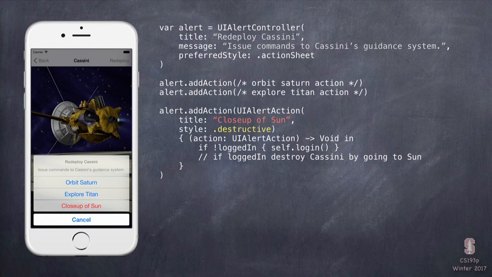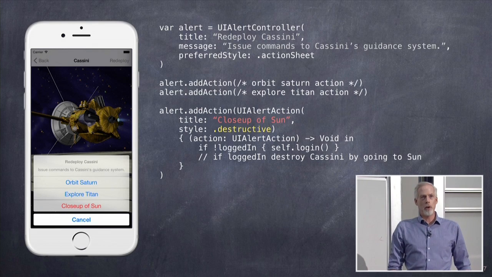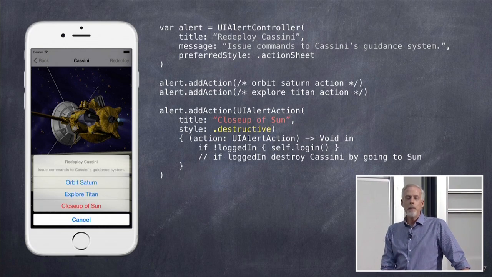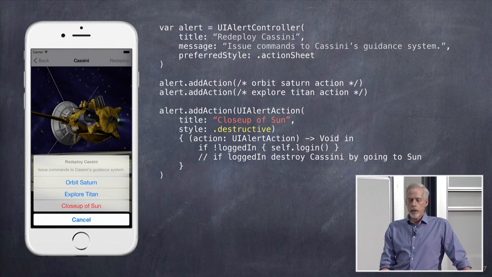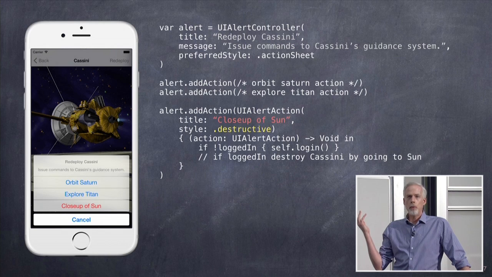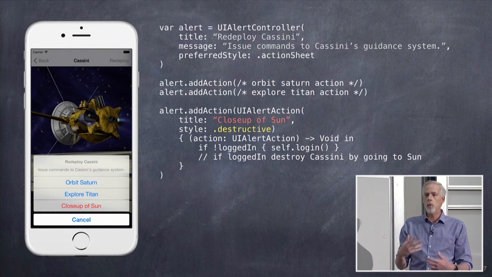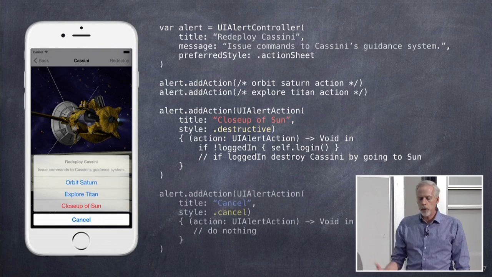How about that close-up of sun button? Now, if Cassini did a close-up of the sun, it would be destroyed because it doesn't have enough propulsion to escape the sun's gravity well there. So I've made the style of this button be .destructive as opposed to .default. And so .destructive in an action sheet is going to turn up red, just so the user knows, ooh, this one's probably something I have to be careful with. And anytime you have a destructive action in your closure, you're probably going to want to confirm that the user really wants to do that destructive action. In this case, for example, I'm going to make them log in again or something like that. So that's destructive. And then finally, we've got the cancel button at the bottom.